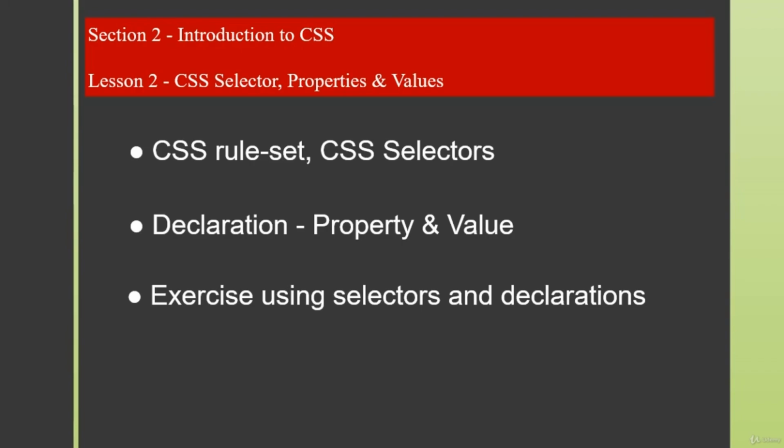This is lesson 2 of the CSS styling section of our HTML and CSS tutorial. In the last lecture, you learned how to apply styling to the web page using CSS. We will now talk about CSS selectors, properties and values, and how you can make use of selectors, properties and values to apply styling to a web page. We will also do a small exercise where I will show you what exactly selectors, properties and values are. So let's get started.